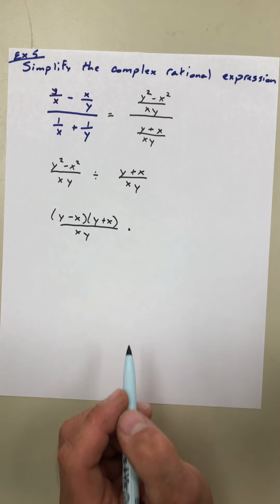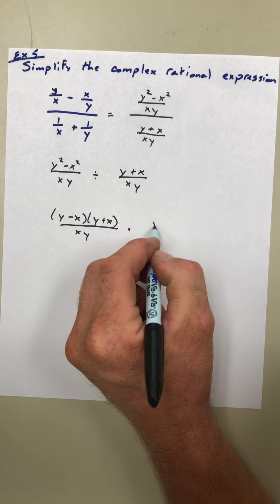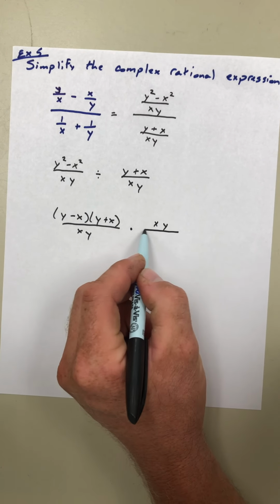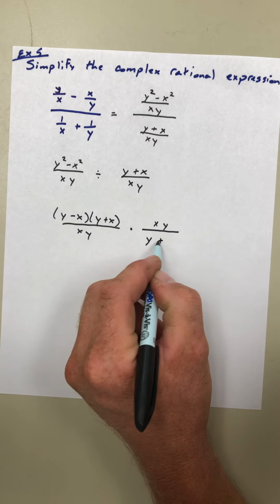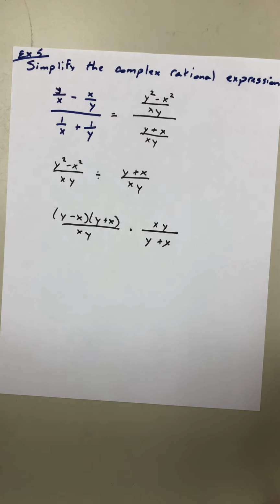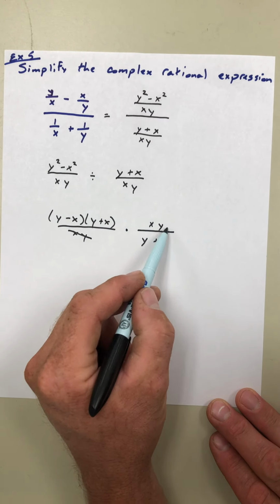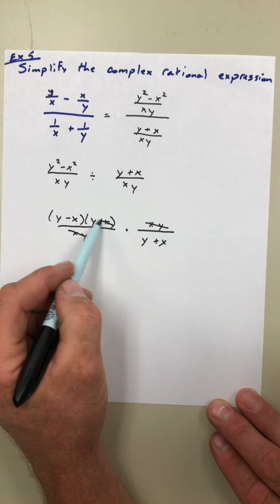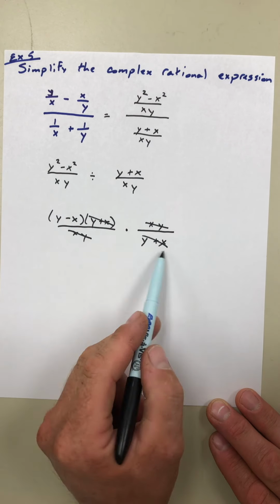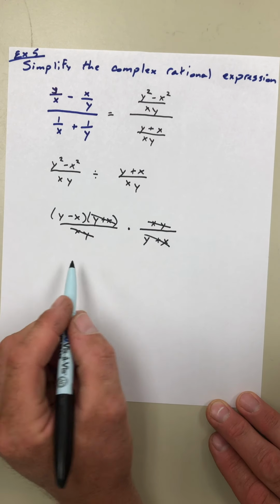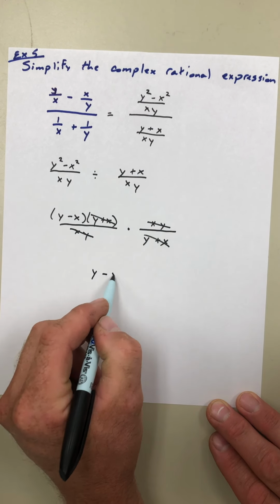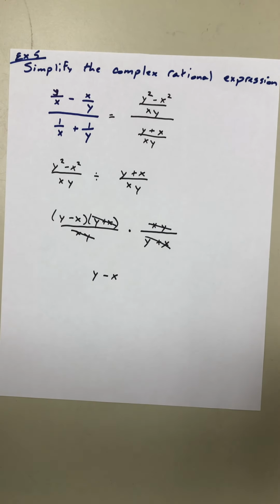Change our division to multiplication, and we're going to flip or reciprocate that second term. Now I can go ahead and cancel any of my like terms. So my like terms are xy in the numerators and my y plus x in my numerator and denominator. So now I can go ahead and simplify this to a y minus x. And that's going to end our simplifying rational expressions for day one. Good luck.